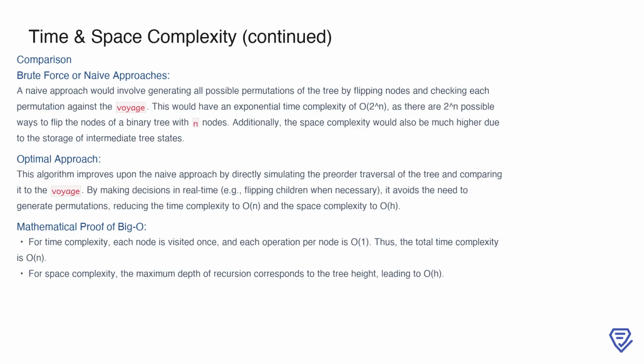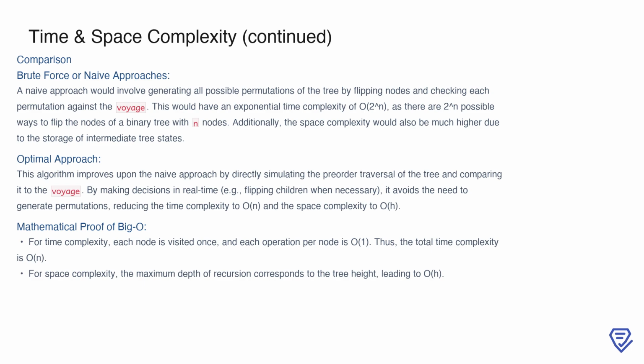Additionally, the space complexity would also be much higher due to the need to store intermediate tree states. In contrast, the optimal algorithm avoids this inefficiency by directly simulating the preorder traversal and making decisions in real time, such as flipping children only when necessary. This reduces the time complexity to O(n) and the space complexity to O(h).